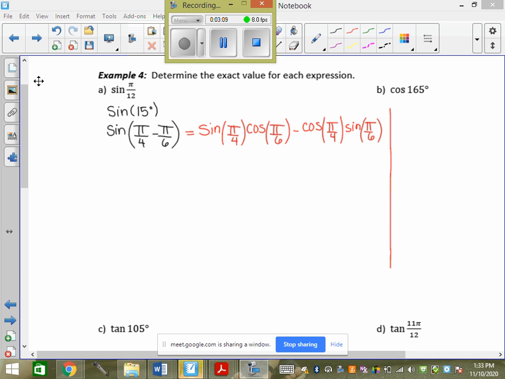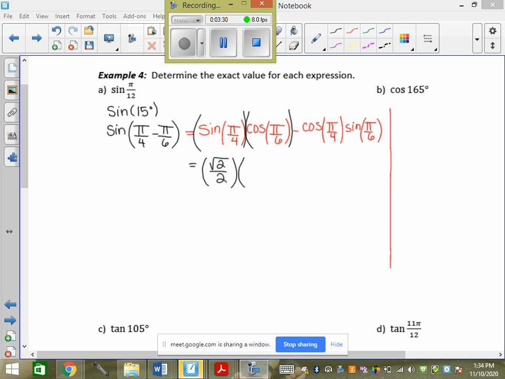Okay, what is sine at pi over 4? What is the y at pi over 4? Root 2 over 2. Not sine of root 2 over 2. So many people write sine of root 2 over 2. No. Sine of pi over 4 equals root 2 over 2. I just replace it.